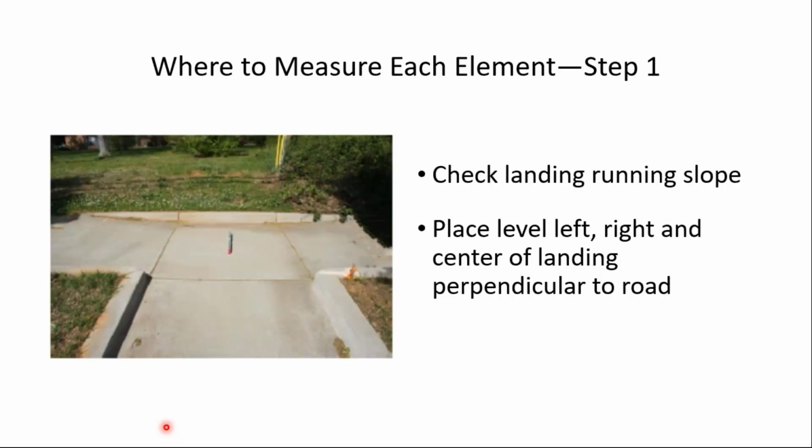So where do we make the measurements? My step 1 would be to check the landing running slope. And so put the level at the left, right, and center of the landing perpendicular to the road. And so notice here, this ramp is not in a pedestrian circulation path, so we can use the vertical curb returns. And also here we have the landing, and notice the use of the curb or little retaining wall there at the back of the landing, which in this case, I think that's a good idea.